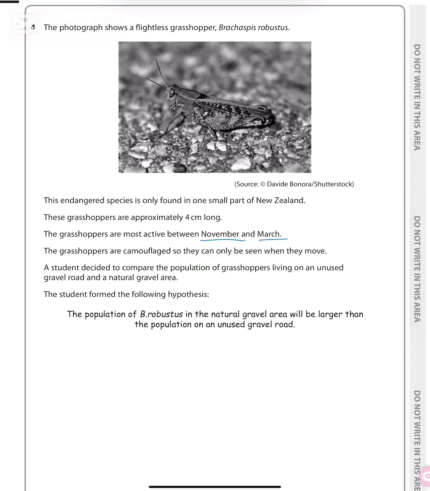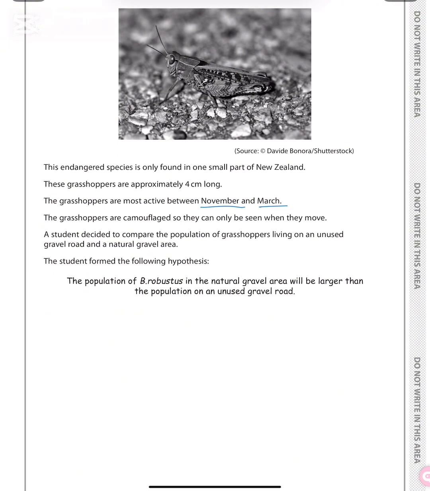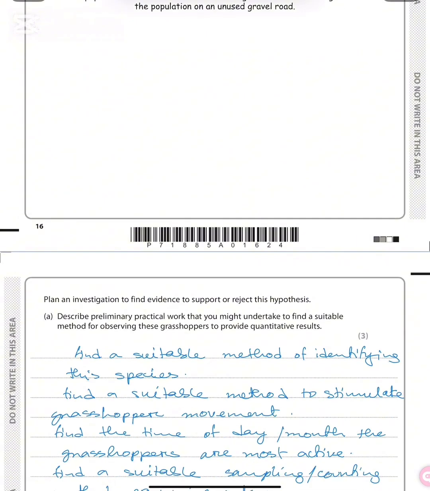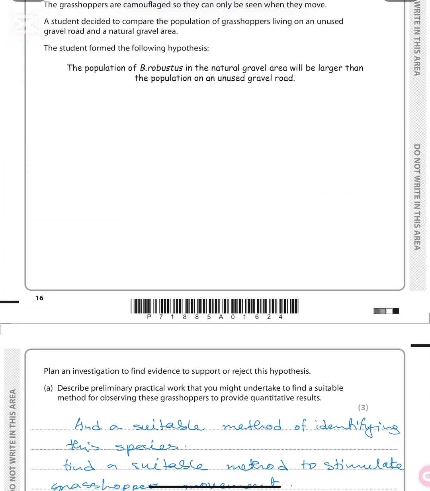A student decided to compare the population of grasshoppers living on an unused gravel road and a natural gravel road area. Okay, so the hypothesis of the student is that there will be more B. robustus in natural gravel area than on an unused gravel road. Plan an investigation to find evidence to support or reject this hypothesis.